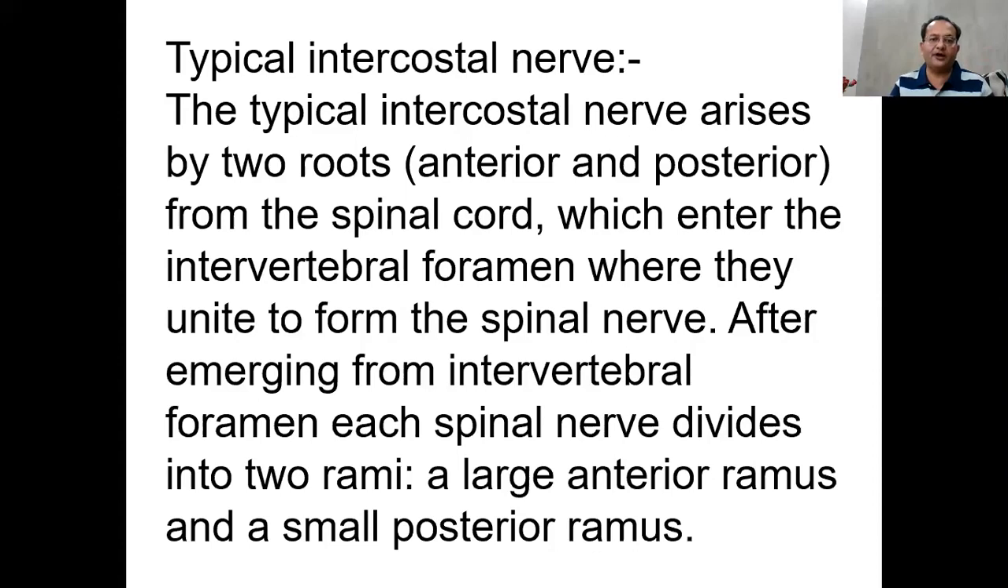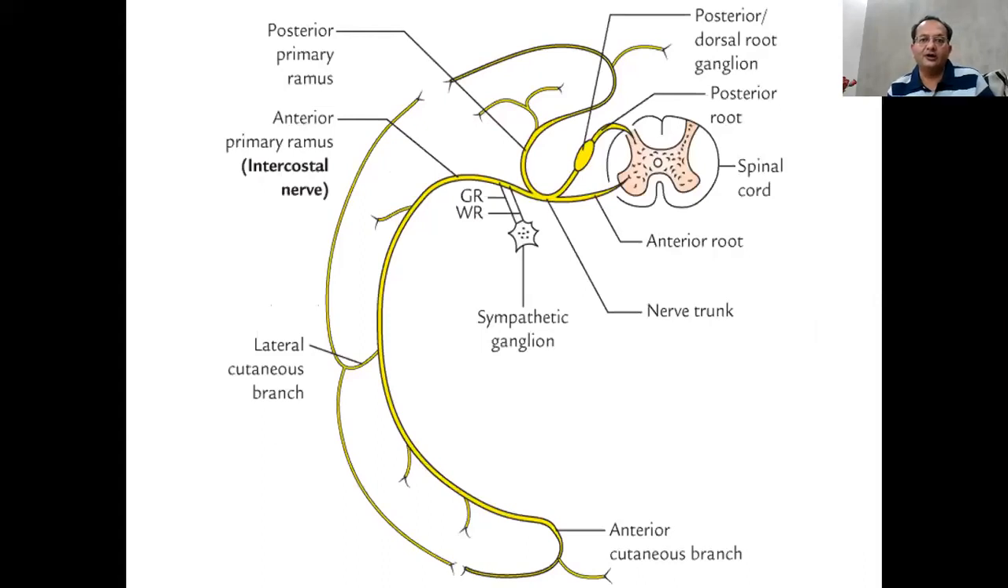After emerging from the intervertebral foramen, each spinal nerve divides into two rami, a large anterior ramus and a small posterior ramus. This is the diagram: the anterior root and posterior root. In the intervertebral foramen, the nerve trunk is formed. Then this nerve trunk is divided into a large anterior ramus and a small posterior ramus.